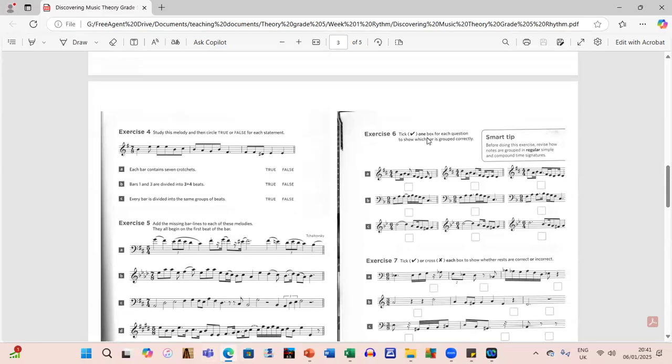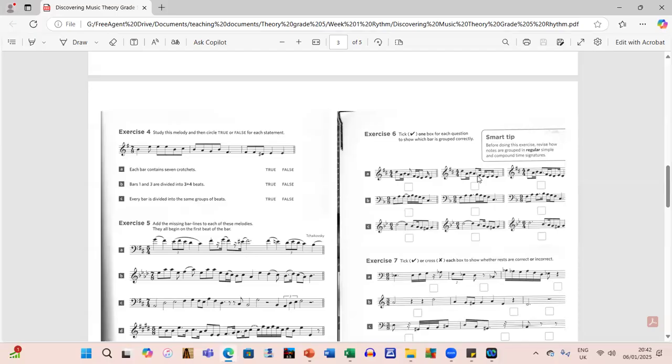Exercise 6. Tick 1 box for each question to show which bar is grouped correctly. So going back to what we were talking before about not grouping across bar lines and not grouping across the middle of the bar. Okay, and are the notes being together in their beats. So if we look at one that's not going to give it away, let's look at the second one.